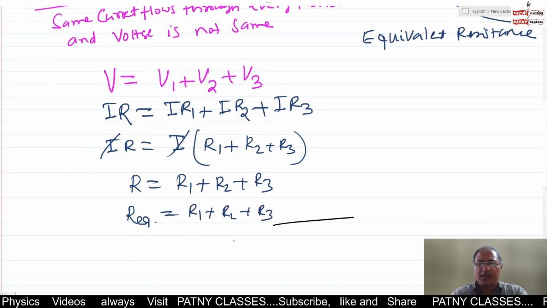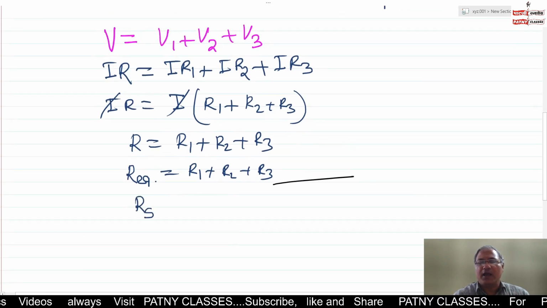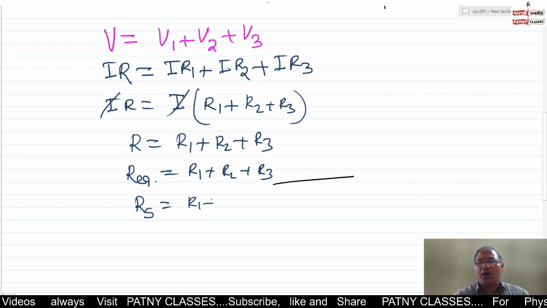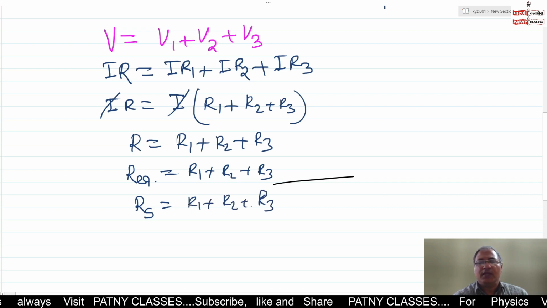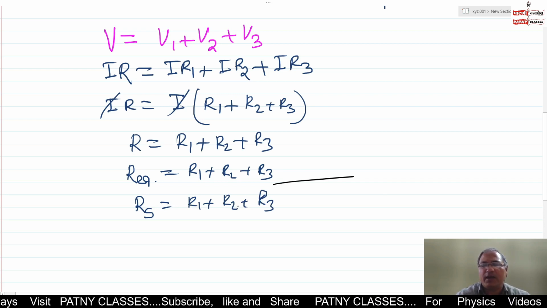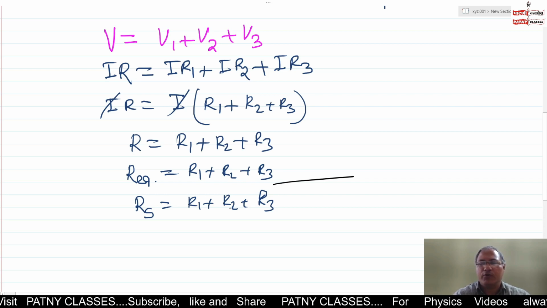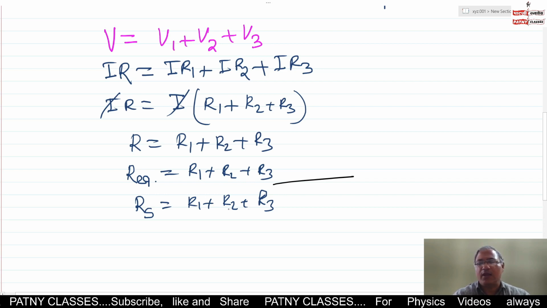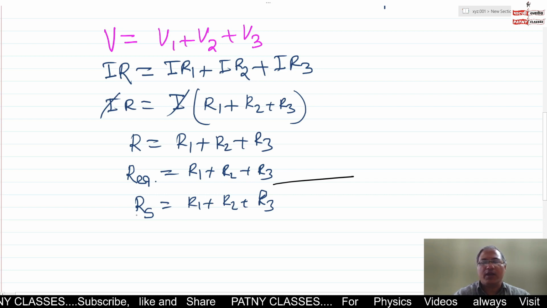It being a series combination, we can also express it as RS equals R1 plus R2 plus R3. It is just merely a different mode of presentation, either R equivalent or RS. That is a series combination. What you do is add all the resistor values, all the resistances, and then you will get the equivalent resistance.